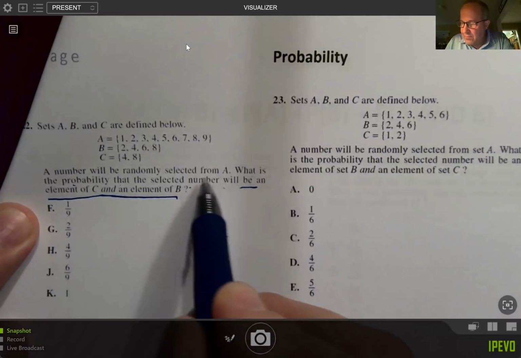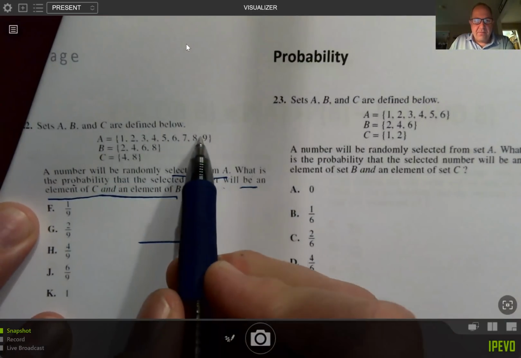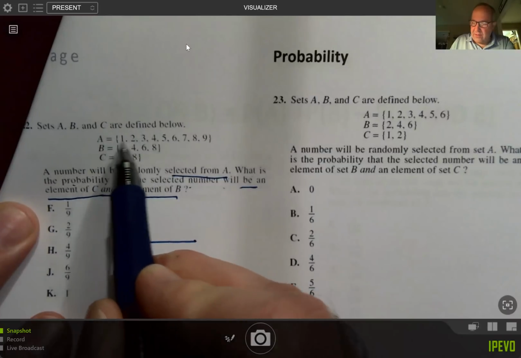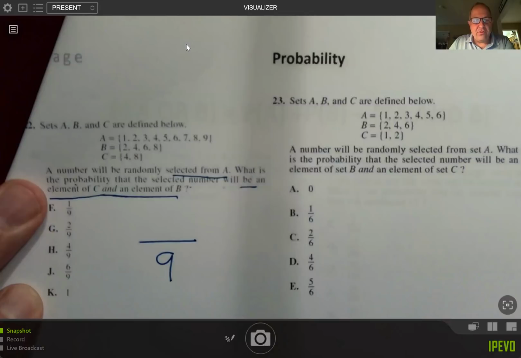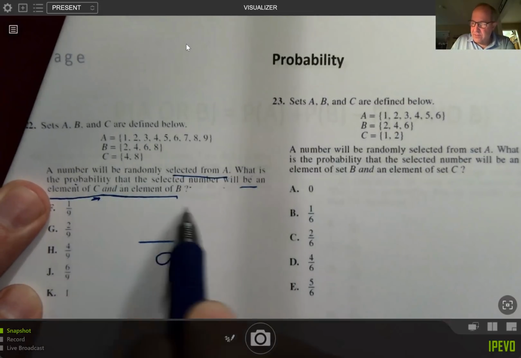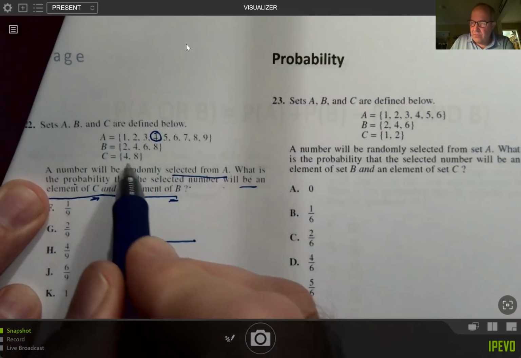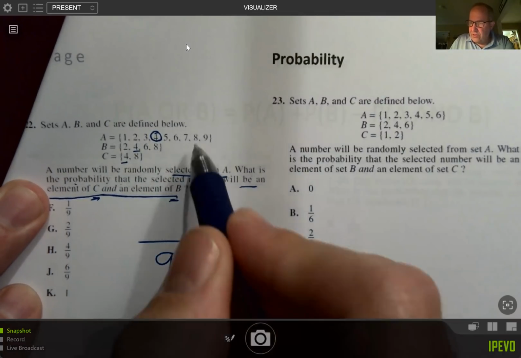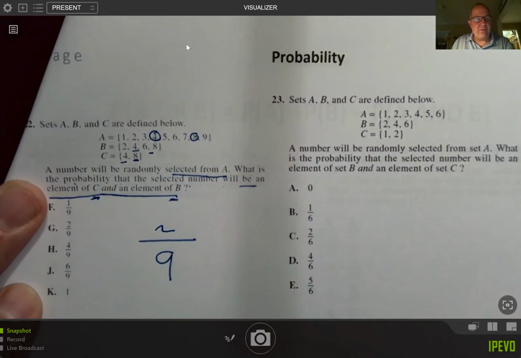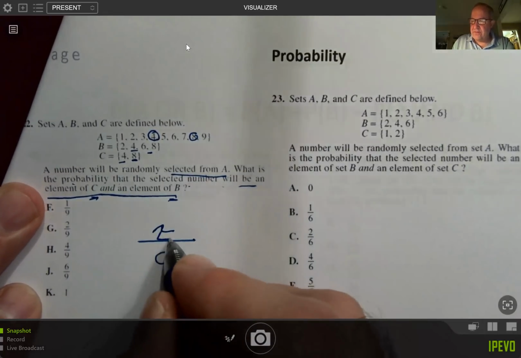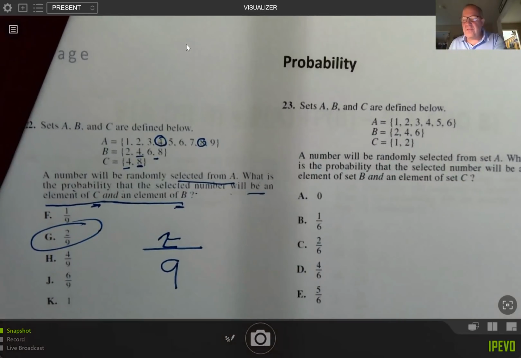Now we're selecting them from A. So if I'm going to pick a number from A, if I think about possibilities, there are 9 different possibilities here for A, right? So the total possibilities are 9. But how many of the numbers we could pick would also be in C and B? Well, if I look here, I notice the number 4 is in both C and B. I also notice the number 8 is in both C and B. So 2 out of 9, right? There's 2 possibilities that are in both. So letter G.